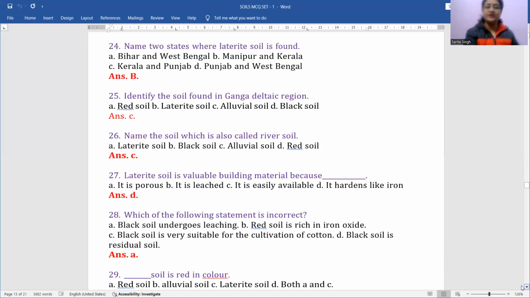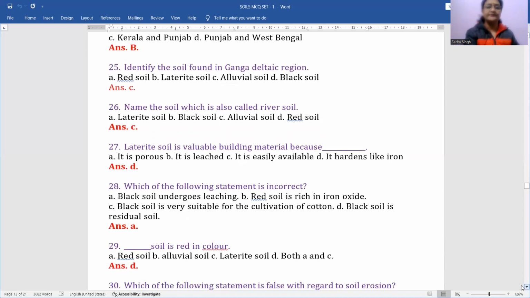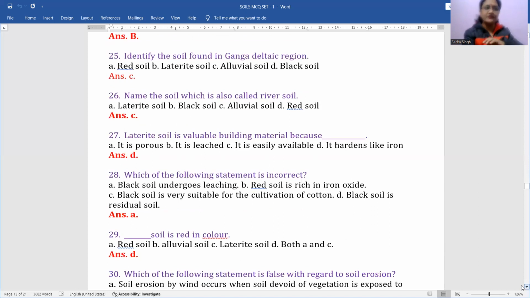Okay, identify the soil found in Ganga Deltaic region. Ganga Deltaic region, it is full of a thick layer of alluvial soil, right? It is made up of thick alluvial soil, many meters deep. If you check, you'll find alluvial soil is there. So it's a long process. Since a long time, the rivers have deposited alluvium in that part. Okay, and now it is the northern plain of India.